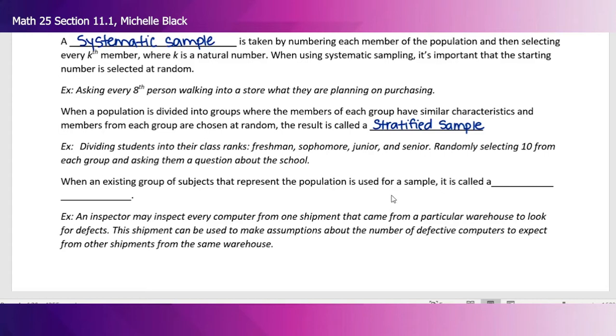When an existing group of subjects that represents the population is used for a sample, it is called a cluster sample. For example, an inspector may inspect every computer from one shipment that came from a particular warehouse to look for defects. This shipment can be used to make assumptions about the number of defective computers to expect from other shipments from the same warehouse.